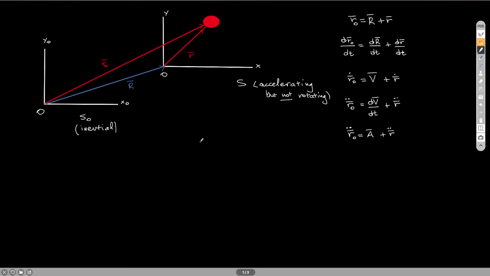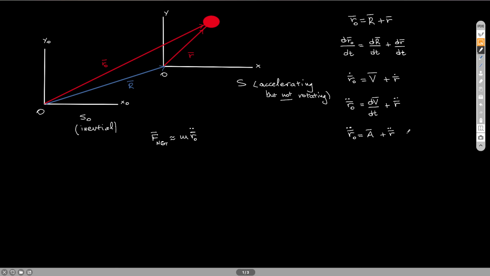Now, here's the thing. I know that Newton's second law is valid for inertial frames of reference. So if I assume that I am in the classical physics domain, meaning my object is not moving with a speed close to the speed of light, I know that the net force acting on it is approximately equal to the mass times its acceleration. But this needs to be the acceleration in the inertial frame of reference. Okay.